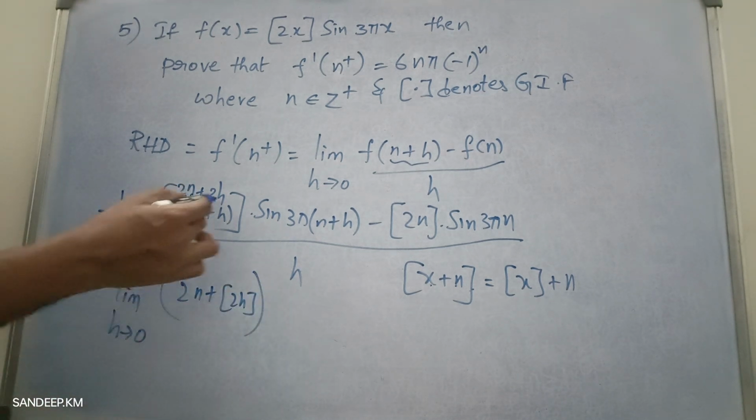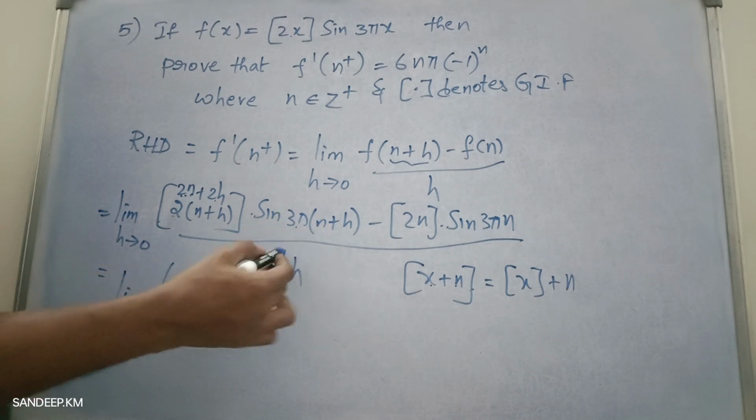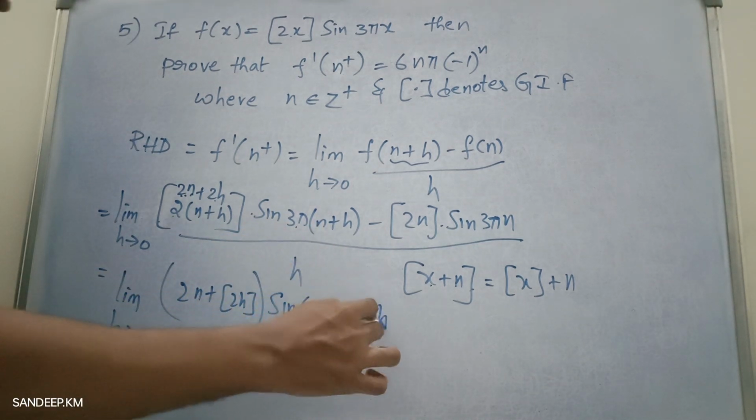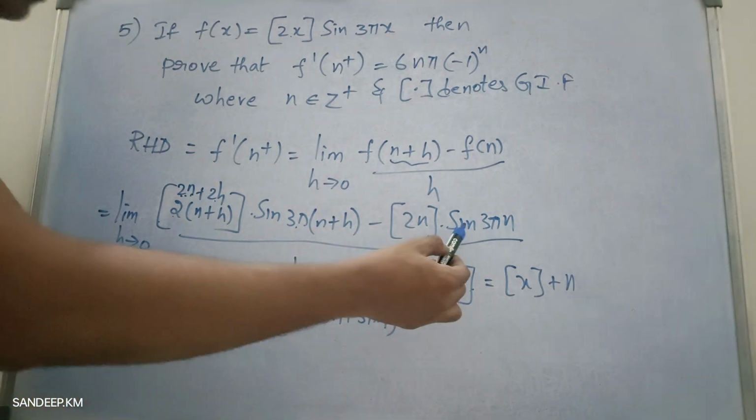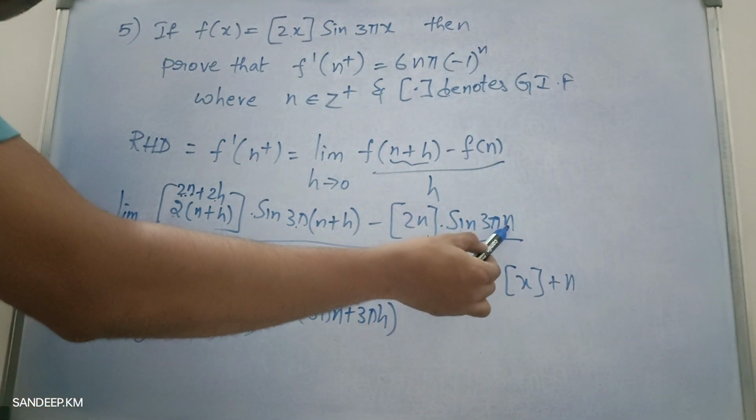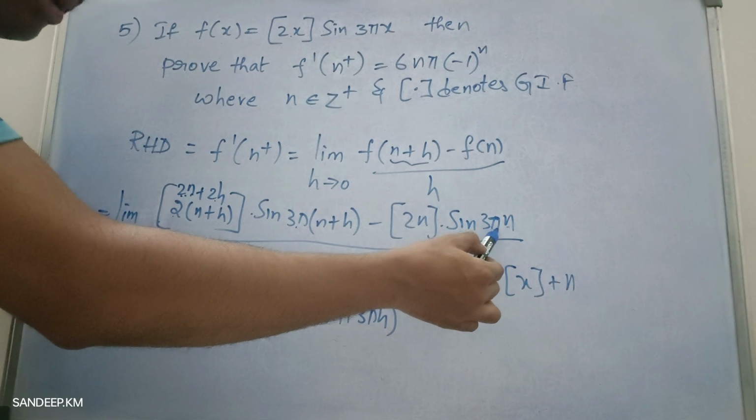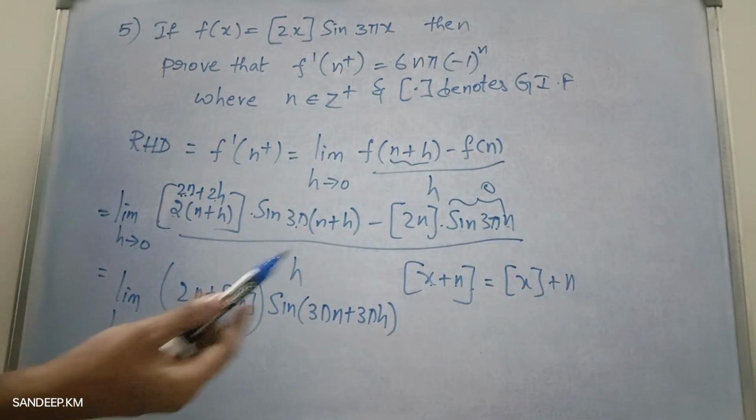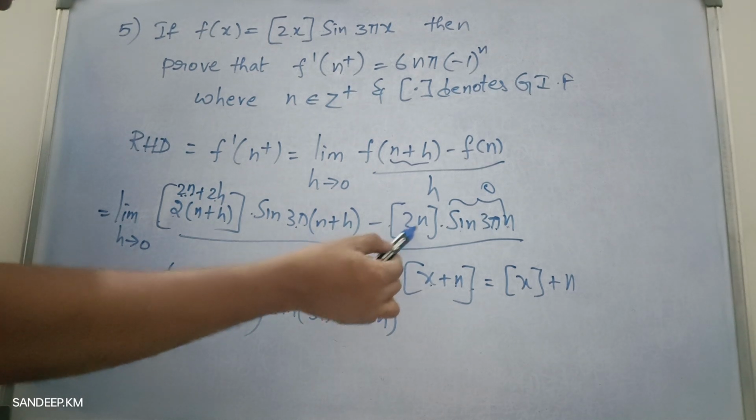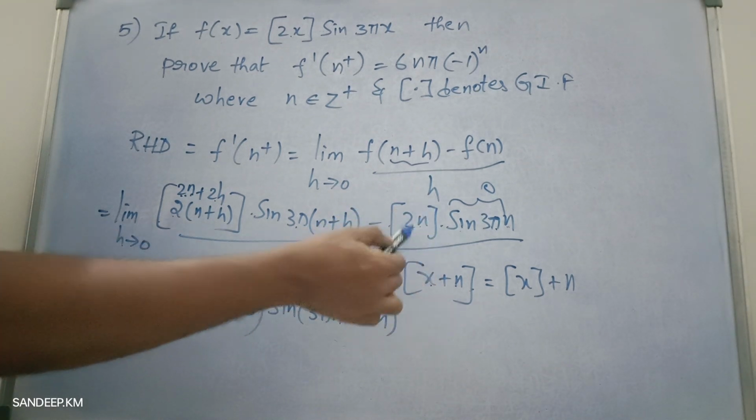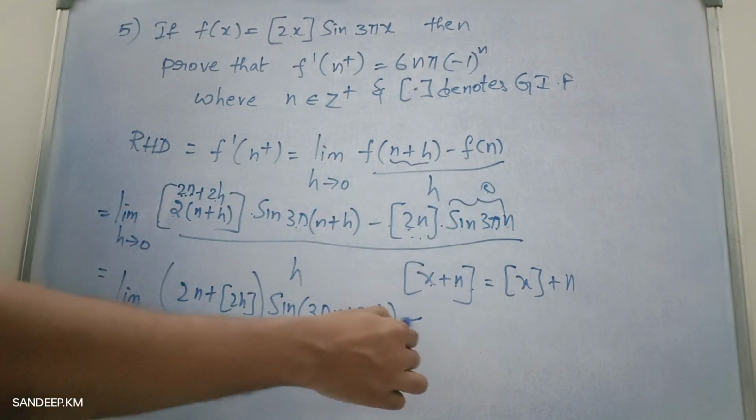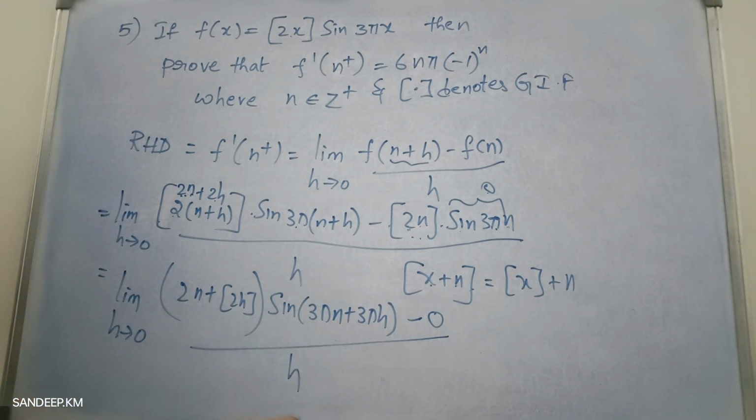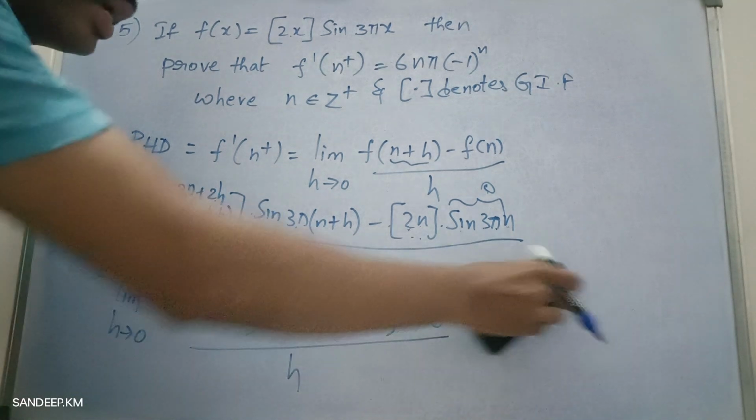Okay, now so into, take 3 pi n, 3 pi inside, sine of 3 pi n plus 3 pi h, and then dear students, sine of 3 pi into n, n is an integer. Sine of any integral multiple of pi is 0, and at the same time step of 2n is an integer, so step of 2n is 2n only. 2n into 0 will be 0 whole divided by h. Okay, now so two more steps we will get our answer.